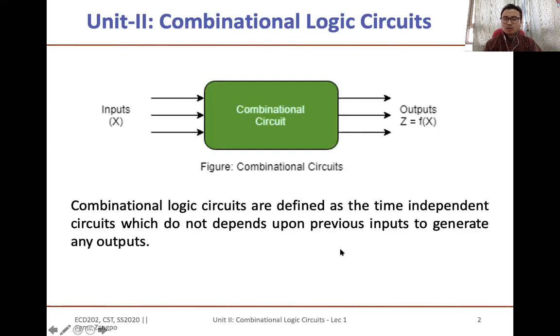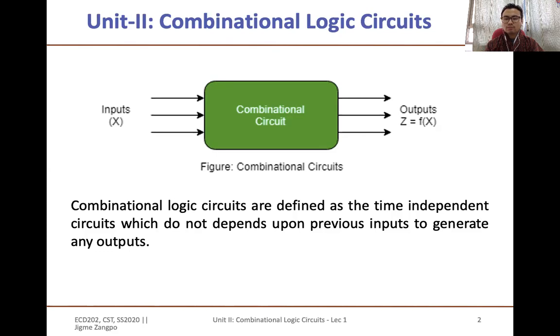As I said, when we use different types of logic gate and construct a circuit, you will get two types of circuit, that is combinational logic circuit or sequential logic circuit. In case of combinational logic circuit, this is the symbol, where you have multiple inputs and multiple outputs. The definition of combinational logic circuit is that it is a time independent circuit which does not depend upon previous input in order to generate any output.